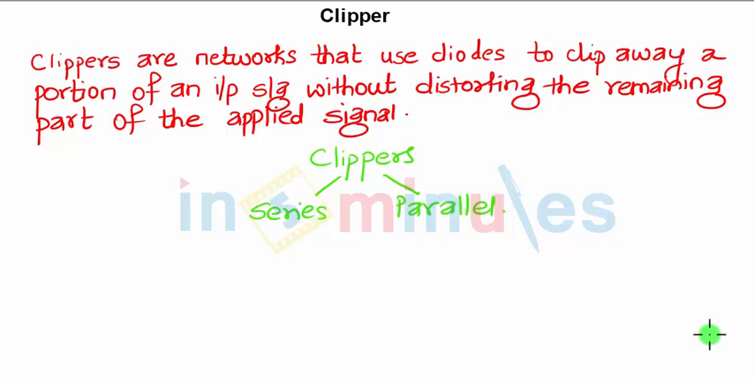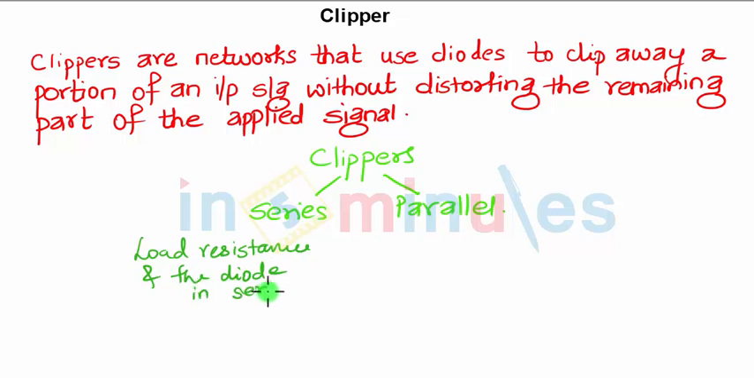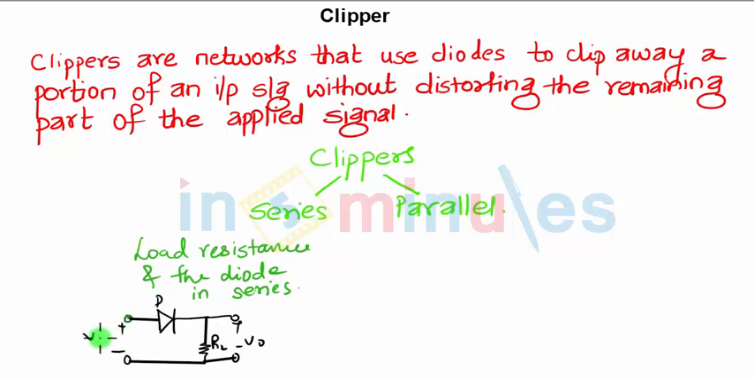In clippers, there are two types: series clipper and parallel clipper. The basic meaning of a series clipper is that you always have the diode and the load resistance in series. The circuit will look like this: you have the supply, then the diode, the load resistance and the output voltage plus minus VO. This is the load resistance, this is the diode, and the supply VI. Here the load resistance and the diode are in series.